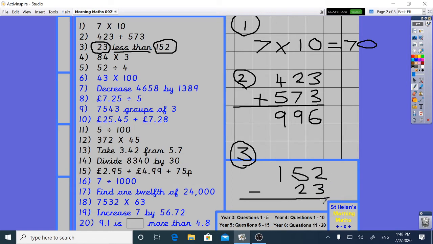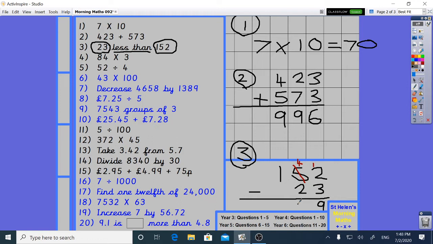2 take away 3 you can't do. Get 1 from the 5, which goes down to a 4. 5 tens becomes 4 tens. We borrow a 10. A 10 and 2 units is 12. So we can do 12 take away 3, which is 9.